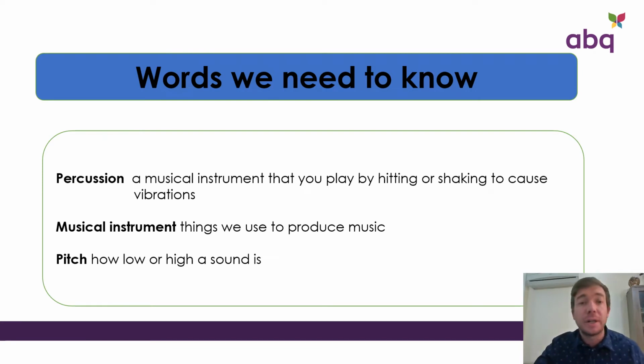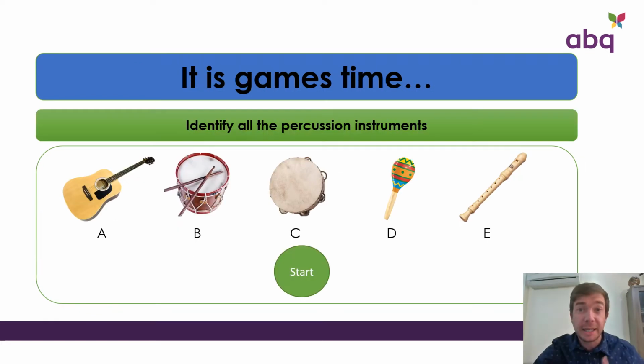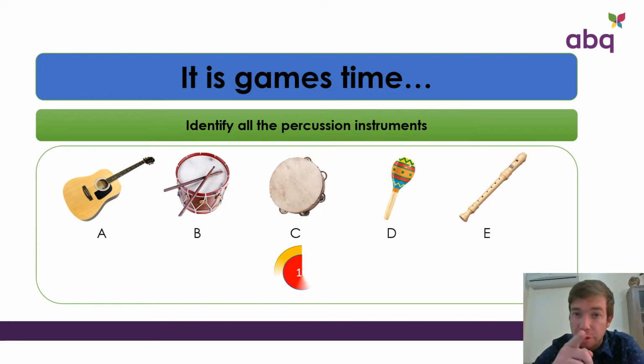Okay, now let's have a look. Yes, guys, it's games time. So I'm going to give you 20 seconds to quickly identify which of these musical instruments are percussion instruments. 20 seconds, starting now. Remember, a percussion instrument is an instrument that you shake or hit to create vibrations, to make a sound. Which one do you think? Is it A? Is it B? Is it C? Is it D? Is it E? Almost finished, guys. Let's have a look.